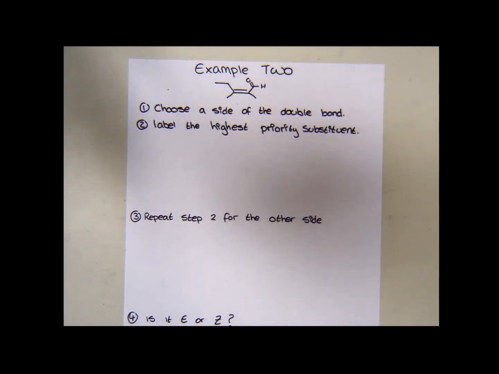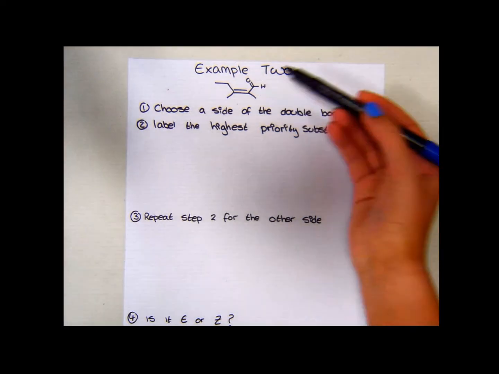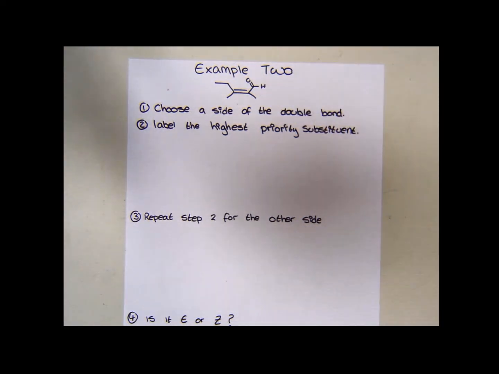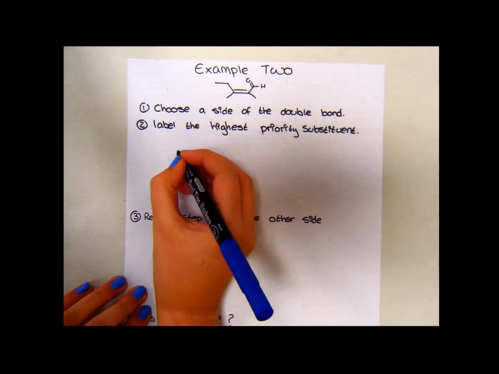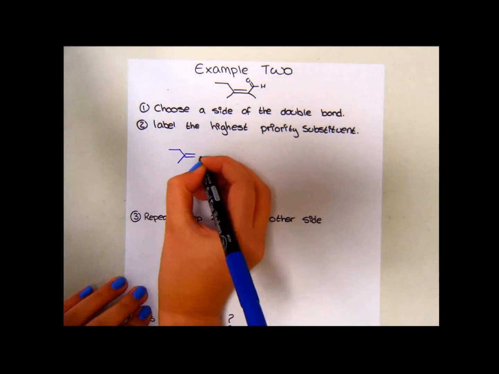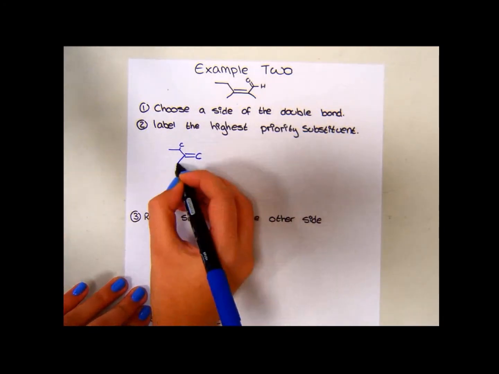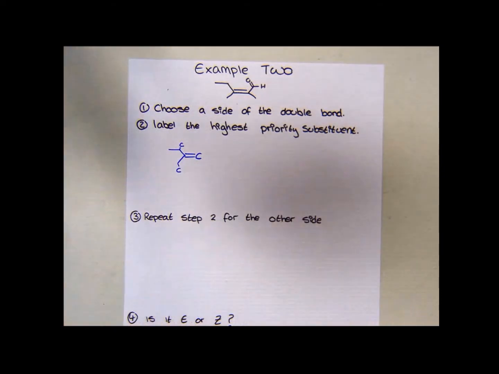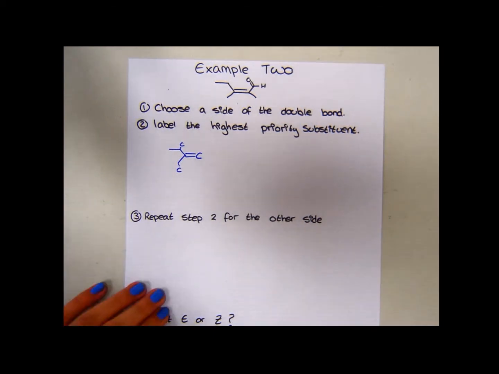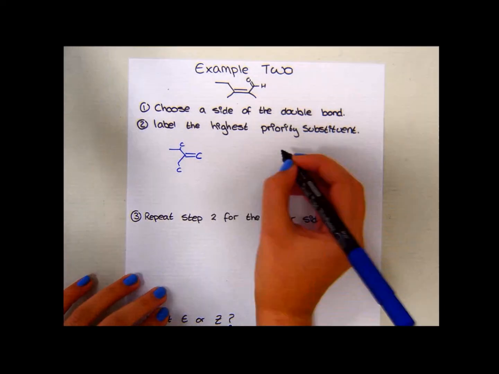Now let's look at an even harder example of an alkene that involves a carbonyl here. So following the success criteria, we'll choose a side, and again we'll go with the left hand side, and now we label the highest priority substituent. Now as we draw this, you can see that following the bonds, we get to a carbon here and a carbon there. So these are the same. Then what we have to do is take a look at what is attached to each of these carbons. The easiest way to do this is to draw a tree diagram.